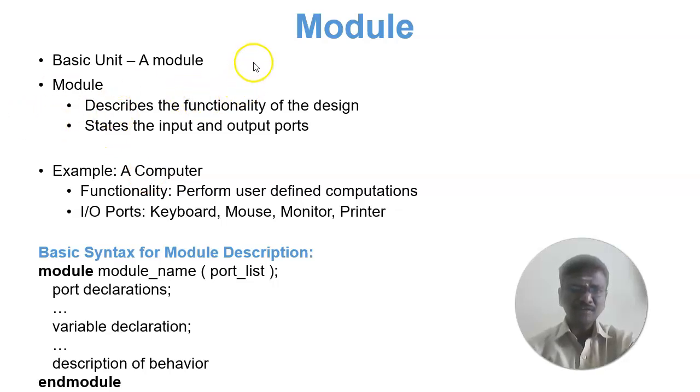So I would like to say a simple, basic thing about Verilog. The basic unit of Verilog is known as a module. Okay, what is the purpose of this module? It is used to describe the functionality of the design. So for example, if you are taking the AND gate, we are going to describe the functionality of the design and state the input and output ports. What are the inputs and outputs available? This is the thing we are going to describe in this module. Okay, for example, if you are taking a computer, it performs user defined computations. That is actually the functionality of a computer.